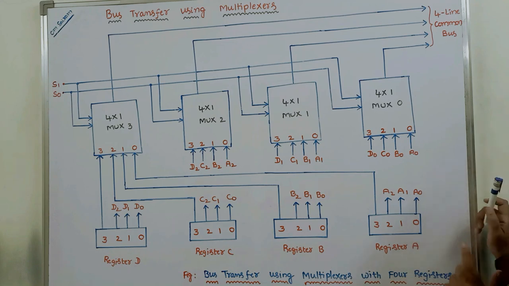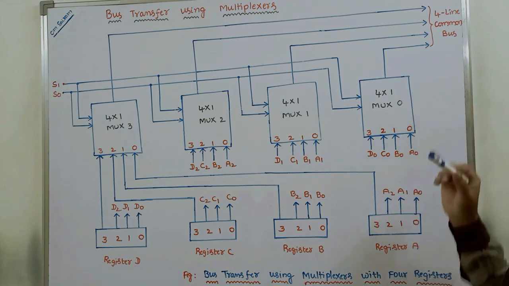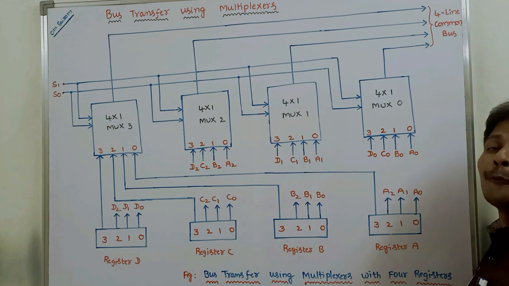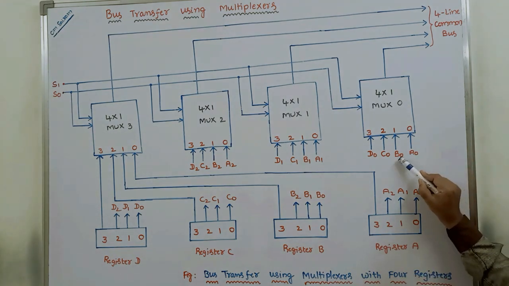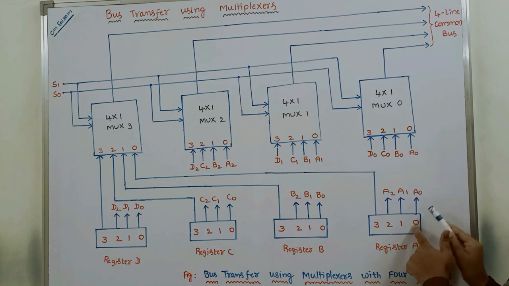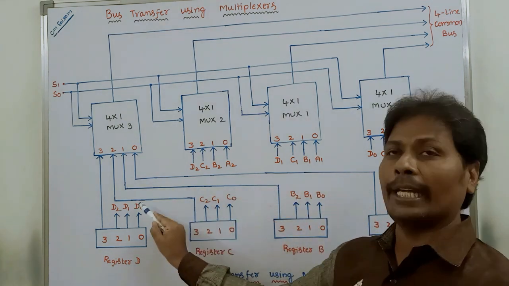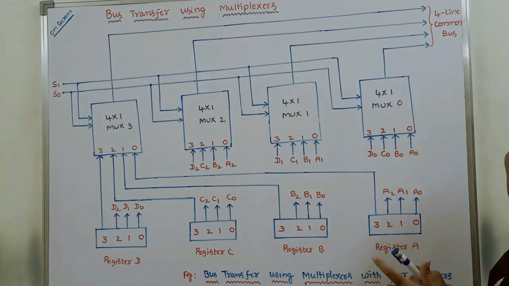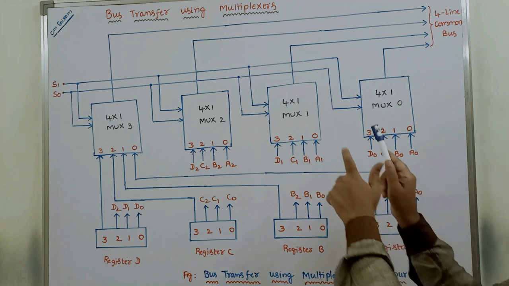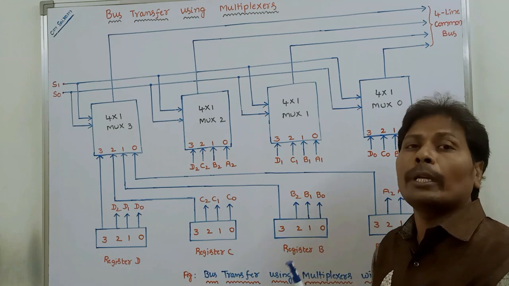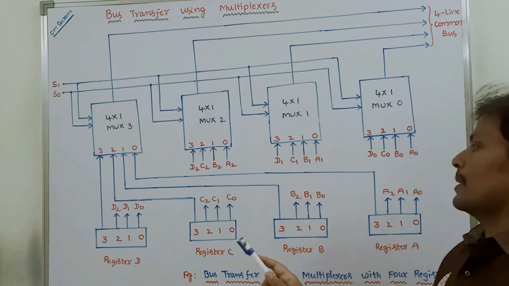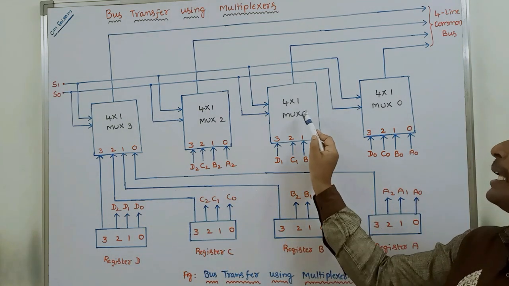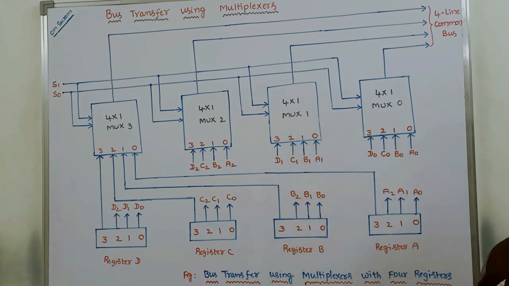multiplexers. Okay. Here, multiplexer 0 multiplexes only the 0 data inputs of the four registers. Zero data inputs are A0, B0, C0, D0. Multiplexer 0 multiplexes only the zero data inputs of four registers. Multiplexer 1 multiplexes only the one bits of four registers. One bit means A1, B1, C1, D1. That is multiplexed only by multiplexer 1.